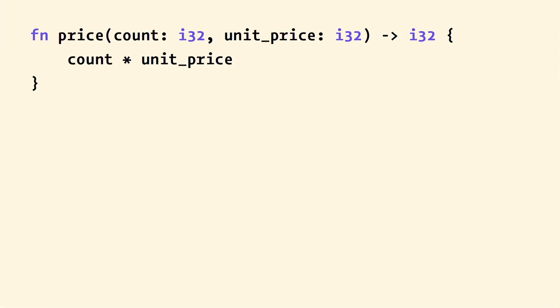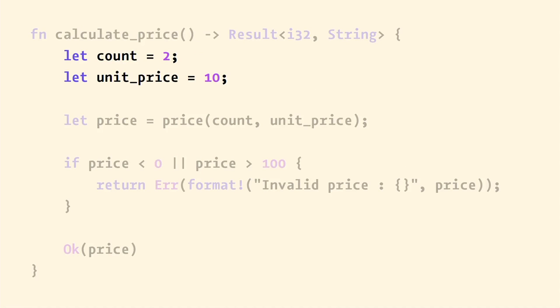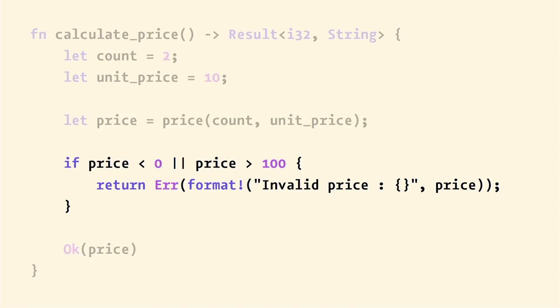So here's the function that calculates the price, and it's quite simple. It just takes the count of items and multiplies by the unit price. And then here's how it's used. So here the count and the unit price are hard-coded, but in the real world, those would be external inputs. It calls the price function to calculate the total price. Then it puts some restrictions around nonsensical prices. What I'm doing here is kind of hinting at firmware code that would protect against bad inputs. And this would be code that I would not be iterating on. And then finally, it returns the price.